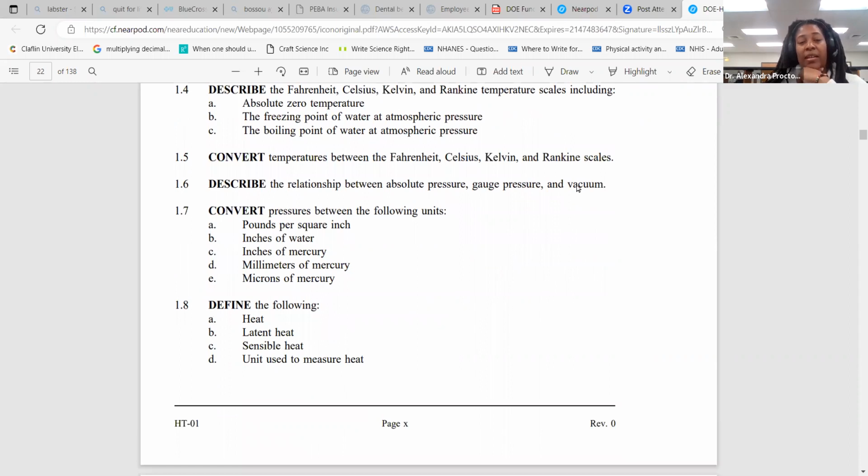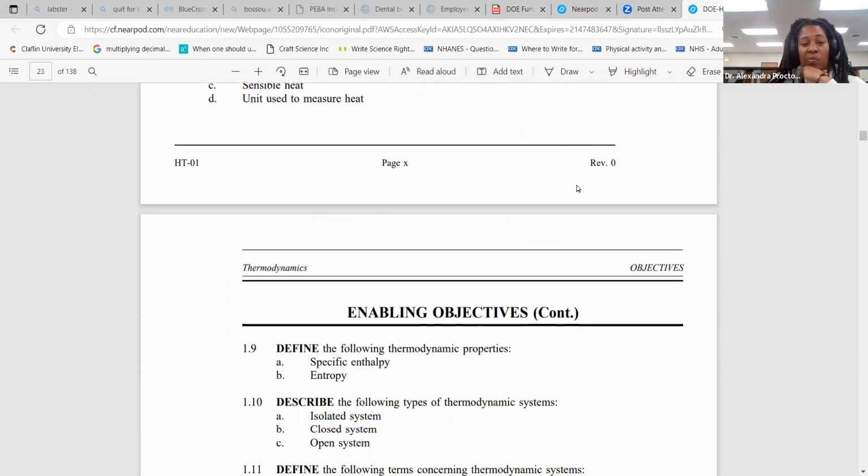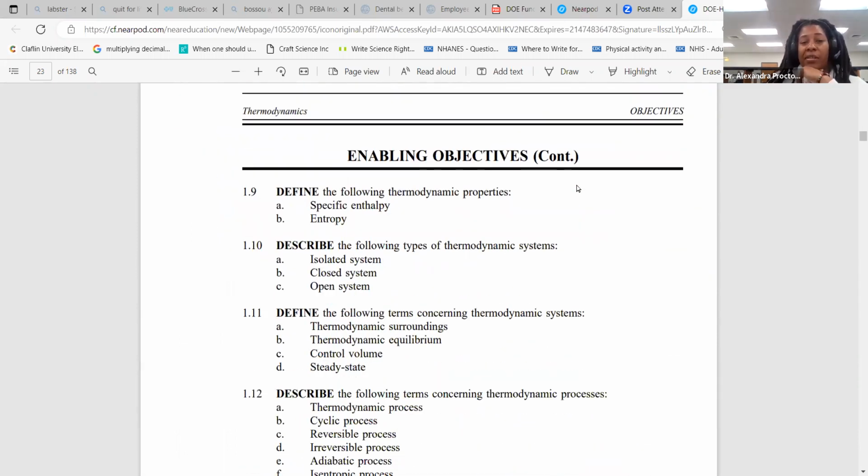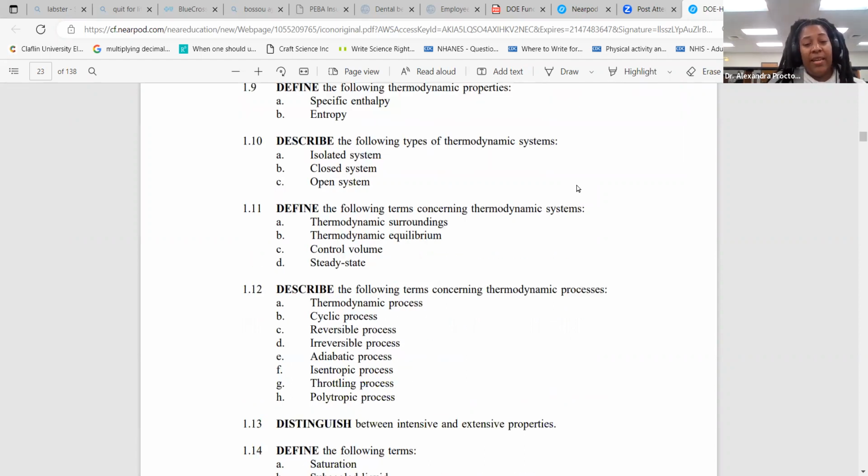Then we're going to define heat, latent heat, sensible heat, and a unit used to measure heat. Also, we're going to define specific enthalpy, entropy. Describe the types of thermodynamics. So we're going to understand what an isolated system is, what a closed system is, what an open system is, and then we're going to define these thermodynamic systems. So thermodynamic surroundings, thermodynamic equilibrium, control volume, steady state.